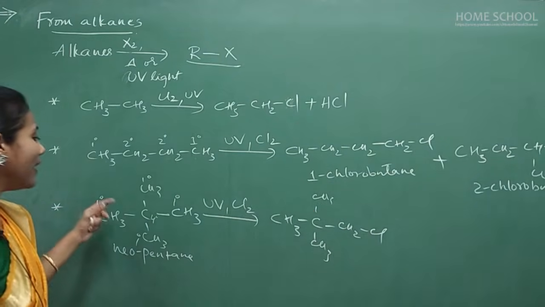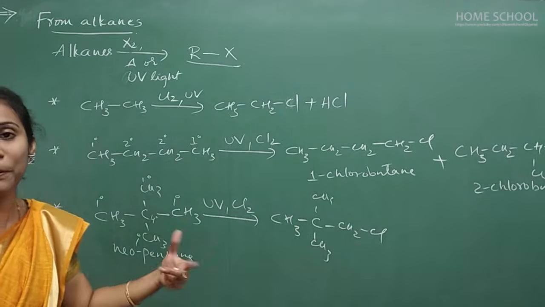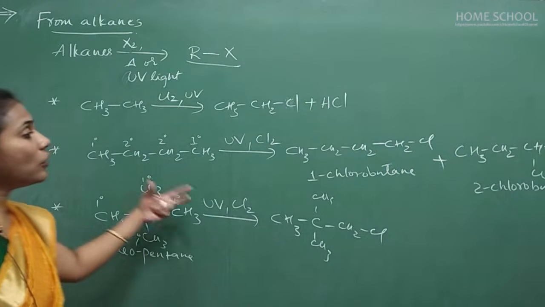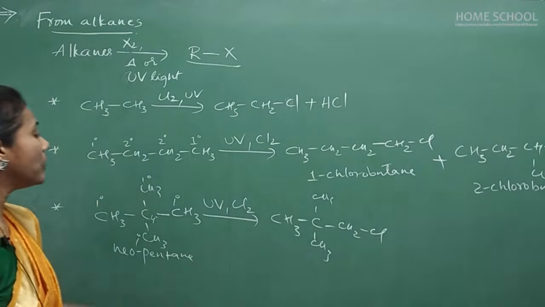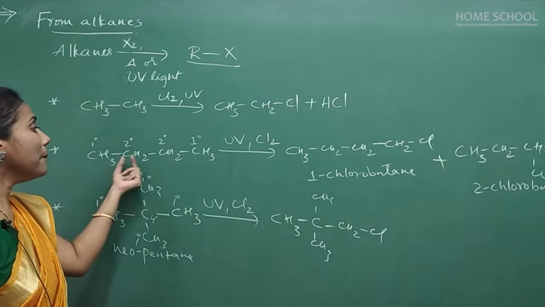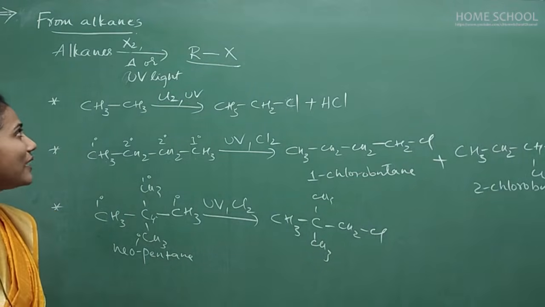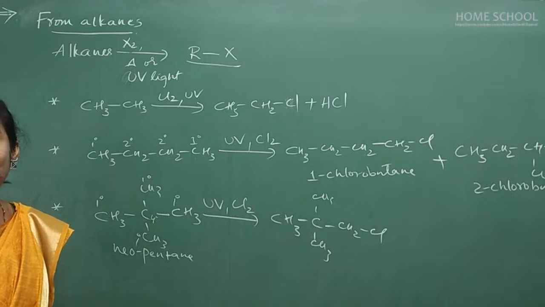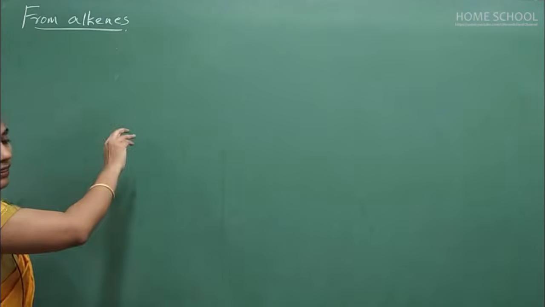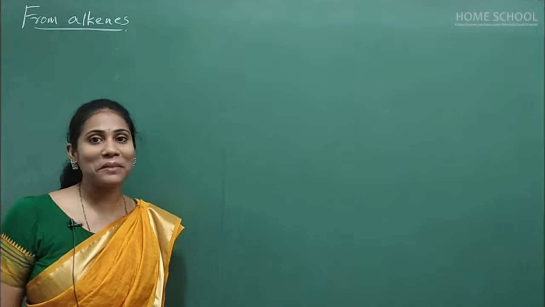So this way you will have to write the product, from alkane, preparation of alkyl halide from alkanes. Very, very important. Whenever you are going to get isomers, you will have to be very careful. You will get the number of isomers equal to the number of different types of hydrogen that you have in an alkane. So that is all about preparation from alkanes. Now let us understand about preparation from alkenes. Actually, these reactions we have already studied in our class 11 hydrocarbons chapter, right?